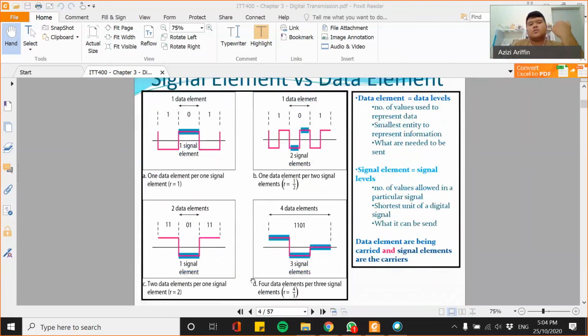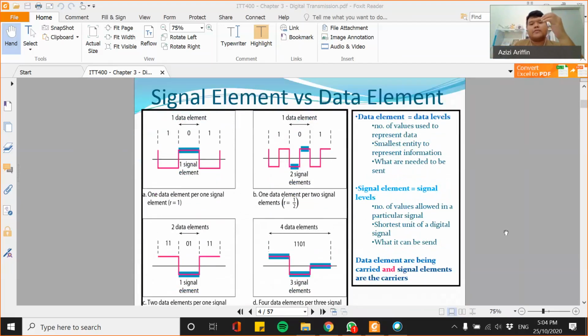Right. So we also need to know the signal elements versus data elements, right? So what is a signal element and what is a data element? Data elements are also known as data levels. Data elements are actually the number of values used to represent the data. Okay. So it is the smaller entity that represents the information that needs to be sent. So actually it's the data.